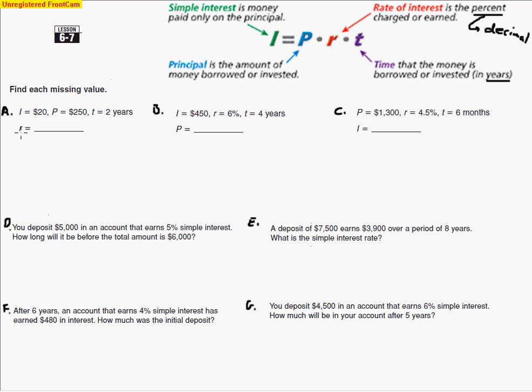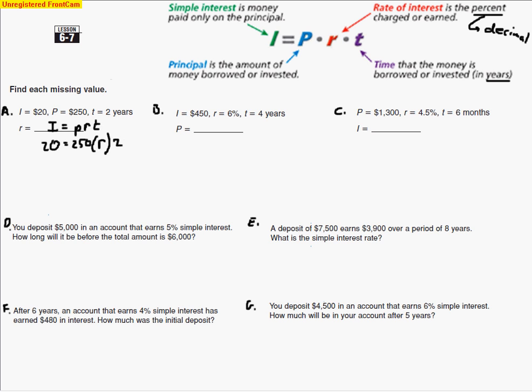So here's a problem where they're asking for R. Remember, your formula goes this way: I equals, interest equals the principal times the rate times the time. So you're just going to substitute the numbers that they give you and solve for the one that's left over. Here they're giving you I is 20. And this equals the principal, which is 250, multiplied by the rate. Well, the rate's what we need, so that's our variable here. And the time is 2 years.